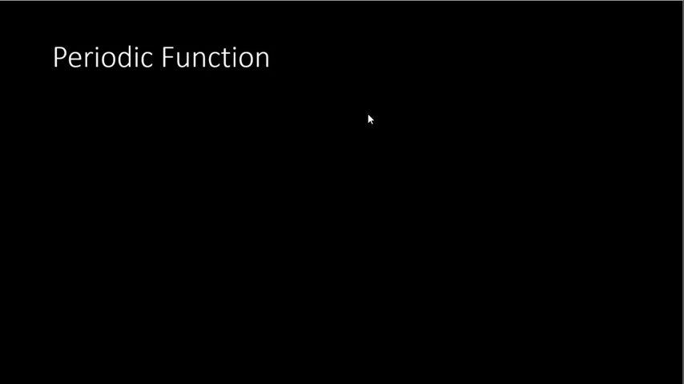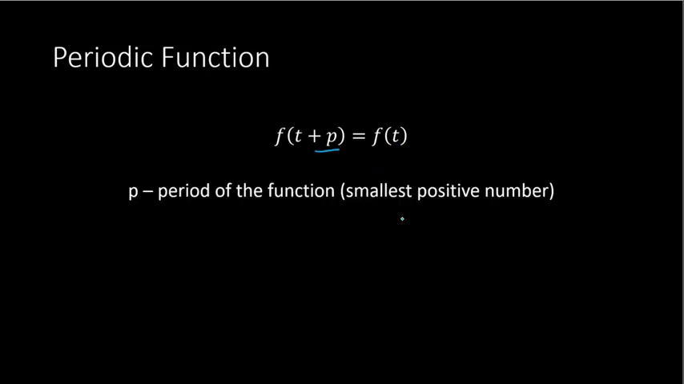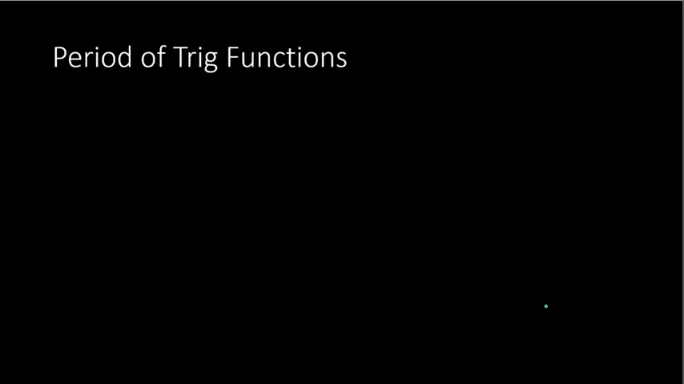Now the next thing we want to talk about is what is called a periodic function. A periodic function is basically a function that keeps repeating its value. Here we can express this mathematically as f of t plus p equals f of t, meaning that if we add some value, and that value is called the period, then it's going to be the same thing as this function f of t. So p, the period, is by definition the smallest positive number that we can put there that would make this a true statement. Now how does this work with our trig functions?